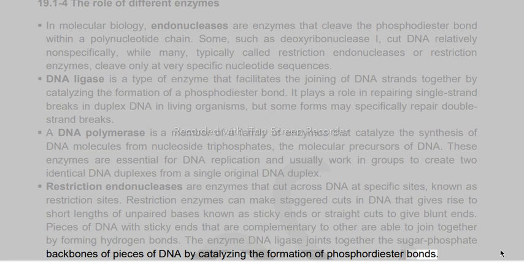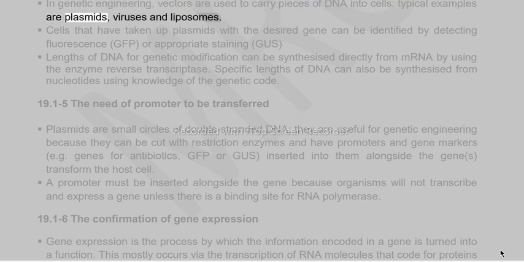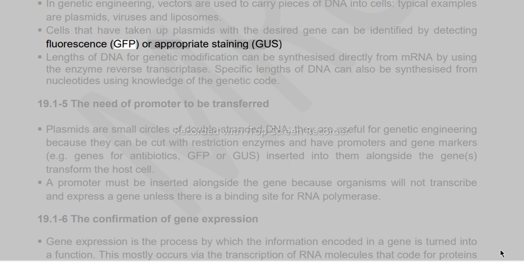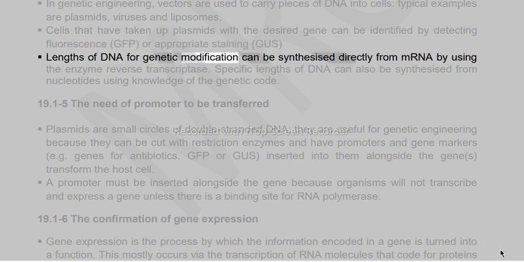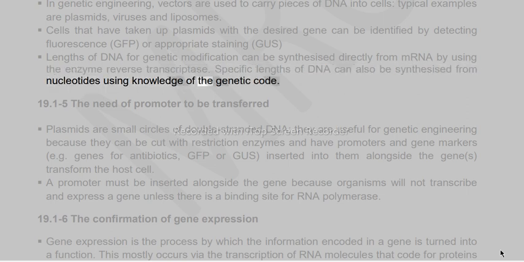In genetic engineering, vectors are used to carry pieces of DNA into cells. Typical examples are plasmids, viruses, and liposomes. Cells that have taken up plasmids with the desired gene can be identified by detecting fluorescence, GFP, or appropriate staining, GUS. Lengths of DNA for genetic modification can be synthesized directly from mRNA by using the enzyme reverse transcriptase. Specific lengths of DNA can also be synthesized from nucleotides using knowledge of the genetic code.